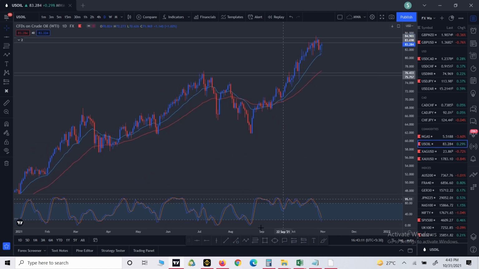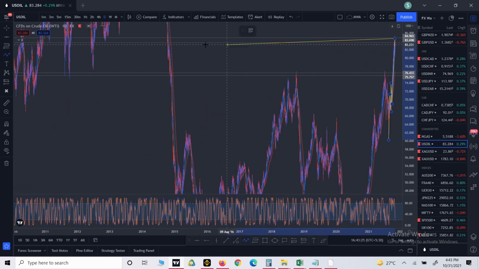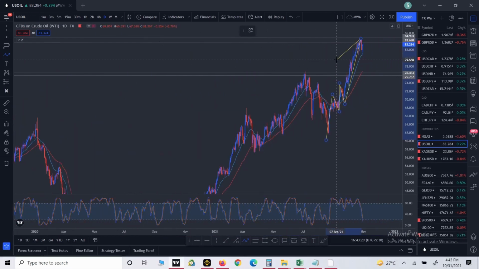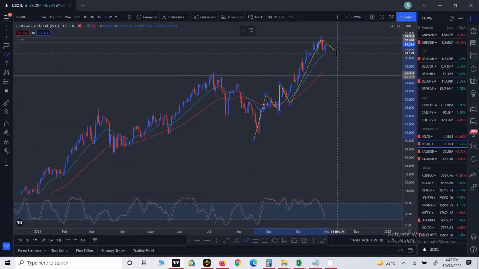US oil, starting from here, we are going to say high, low, high, higher low, and then the price broke and closed above this high, this high, this high, all these highs. And right now, this was a zone which has been retested a couple of times in the past. So it was a strong resistance zone, and that's why we found some kind of rejections in this zone.